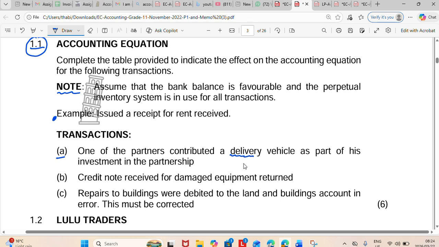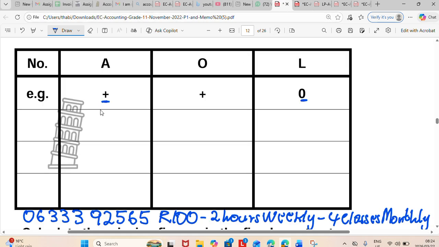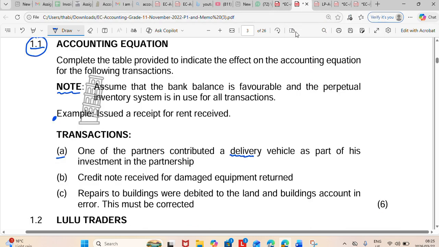So definitely, guys, our vehicles are increasing, our assets are increasing. So this is what will happen. Assets are increasing, plus on assets. The owner is contributing this delivery vehicle as part of his investment to the business, to the partnership. So what will happen to owner's equity? Capital is increasing, you go and add. Any impact on liabilities? There is no effect on liabilities. So I hope you understand that transaction.